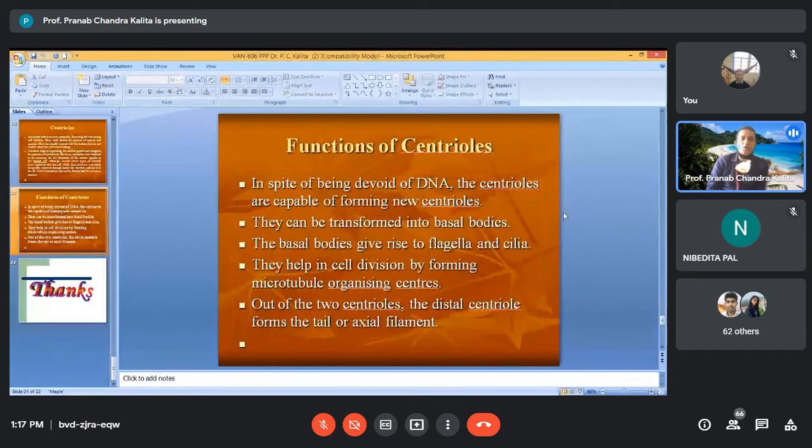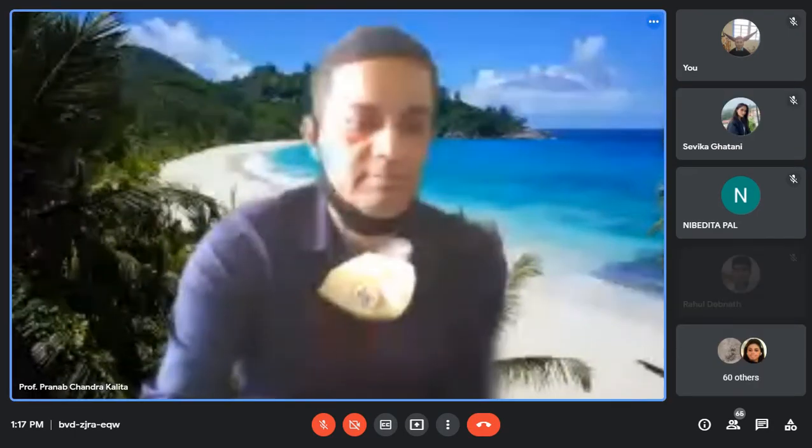Now, in short, about the functions of the centriole. In spite of being devoid of DNA, centrioles are capable of forming new centrioles. They can be transformed into basal bodies. The basal bodies give rise to flagella and cilia. They help in cell division by forming microtubule organizing centers, and the two distal centrioles form the tail or the axial filaments.